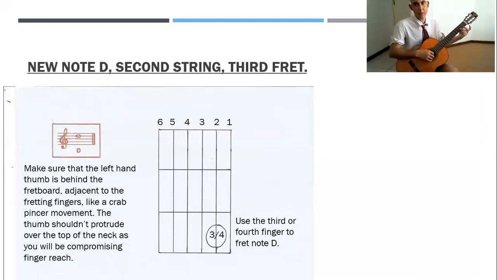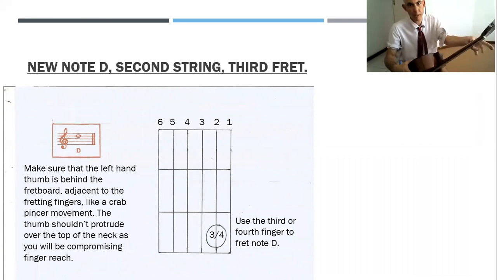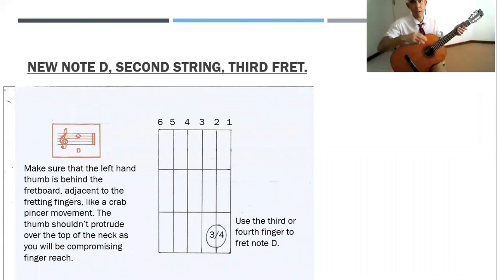New note, second string, 3rd fret, new note D. So we play it there, behind the 3rd fret. Make sure that the left hand thumb is behind the fretboard again, adjacent to the fretting fingers like a crab pincer movement. The thumb shouldn't protrude over the neck, as you will be compromising finger reach.